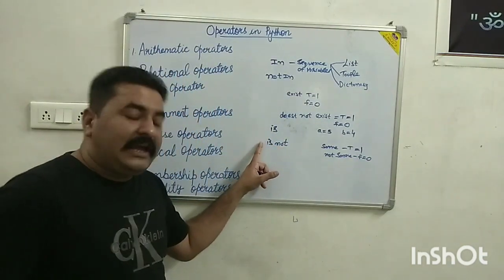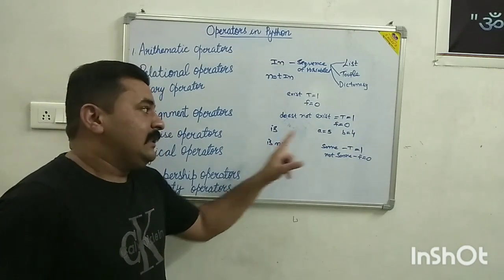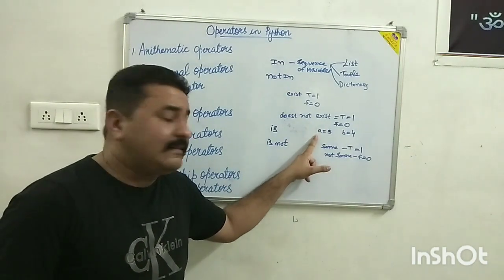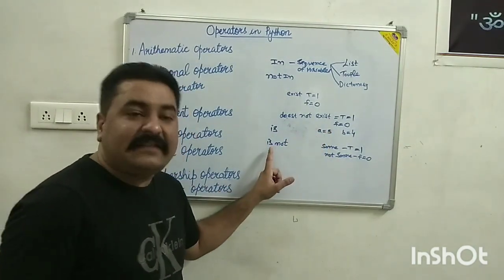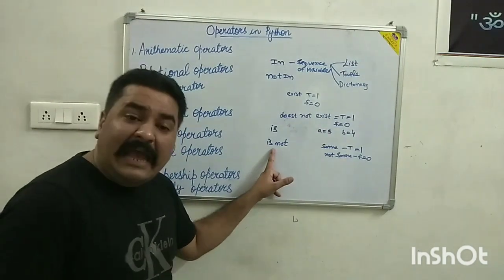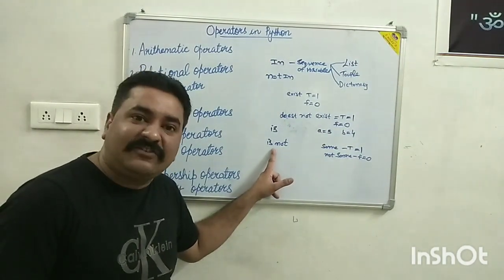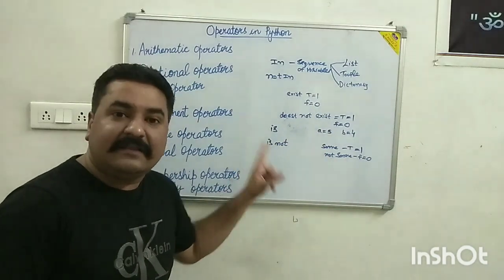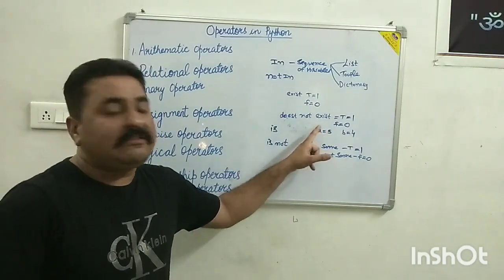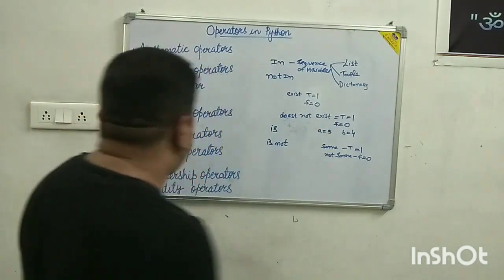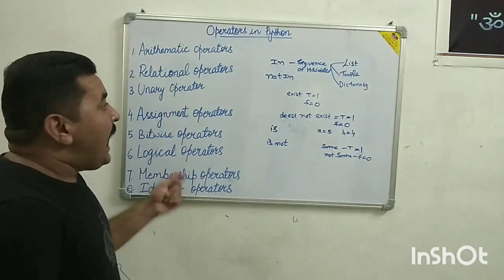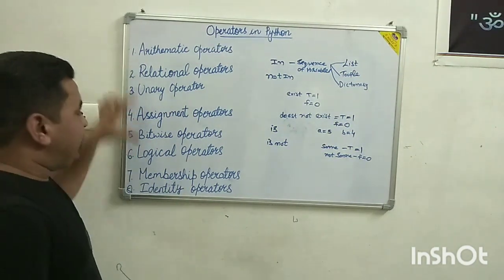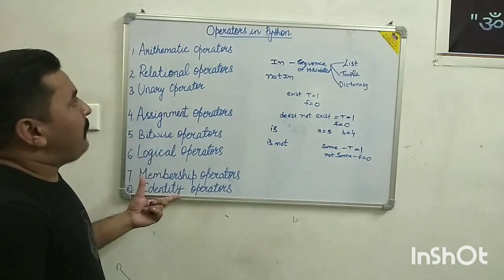Then we came to is not. Is not means both the variables do not have the same value. If they don't have the same value, then the condition is true, and if they have the same value, then the condition is false. So this comes in the identity operator.